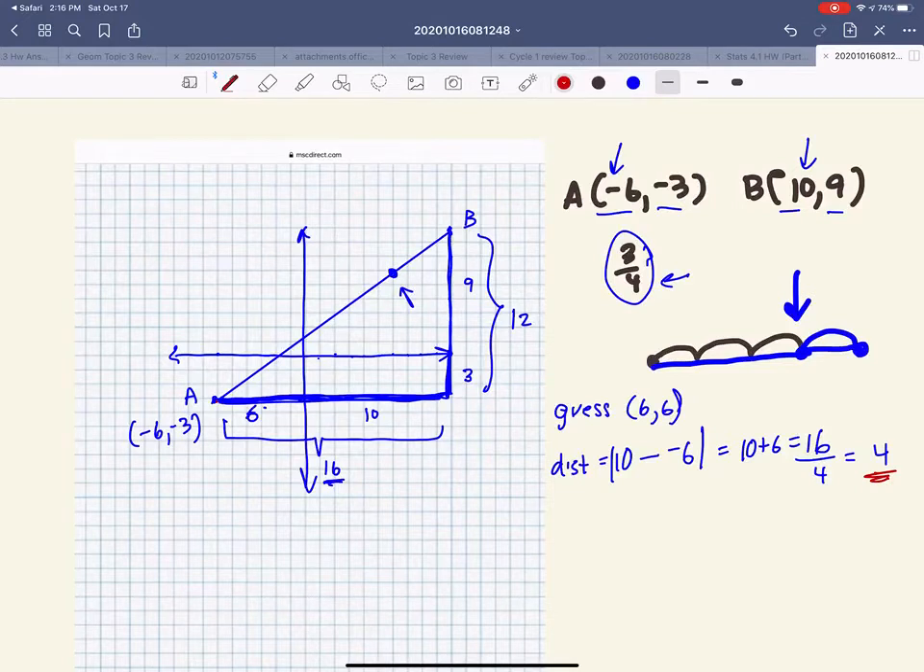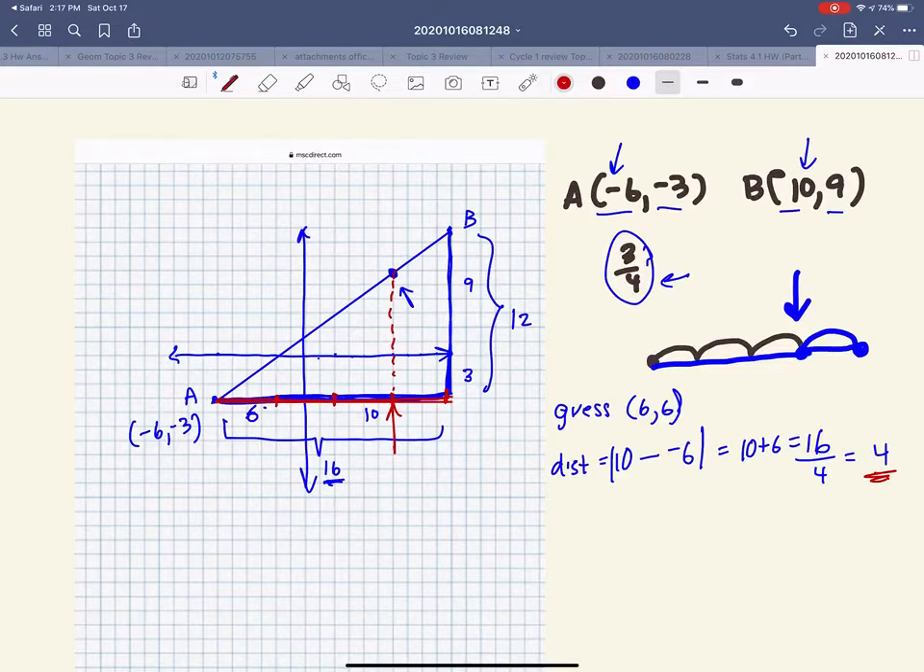So 1, 2, 3, 4, 1, 2, 3, 4. Notice I've cut this in 4 equal pieces, and I have 3 equal pieces with 1 left to go. So that means that it's definitely going to line up with this coordinate. So it looks like I'm right there in the X direction.